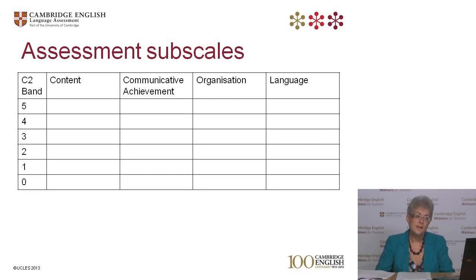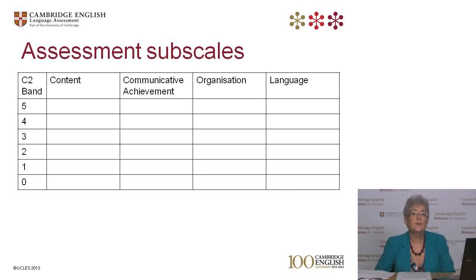And for each of these subscales, the candidates are awarded a band between 0 and 5. Band 3 represents a performance at C2 level. That's the required level, which is obviously proficiency. Bands 4 and 5 are above the level, and bands 0 to 2 are below C2 level. Band 1 is C1 level, or the advanced certificate.